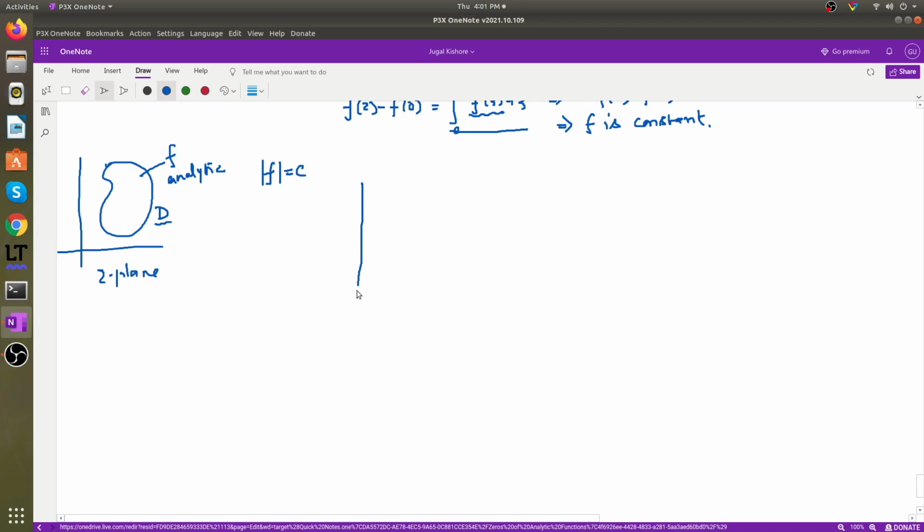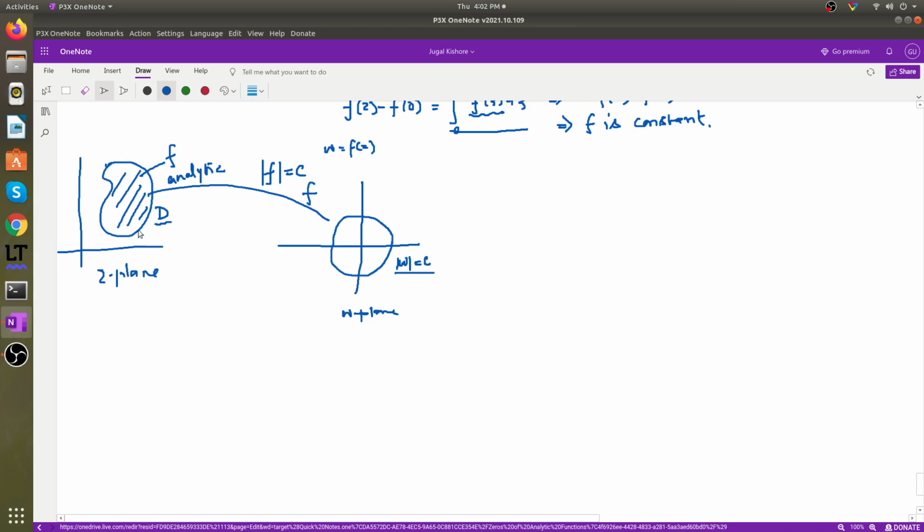So mod of f is equal to C, it means if w is equal to f of z, and we have the w plane, then mod of w is equal to C. So we are getting a circle of radius C. This is mod of w equal to C in the w plane. Therefore mod of f of z equal to C is a circle, which is the image of this domain under the function f.